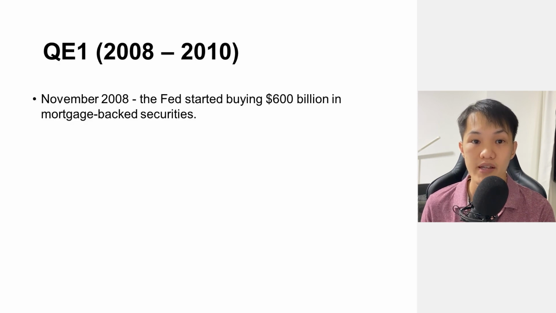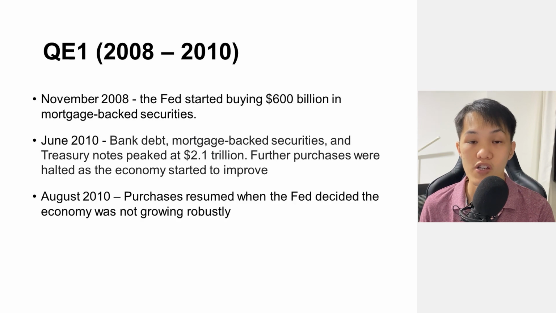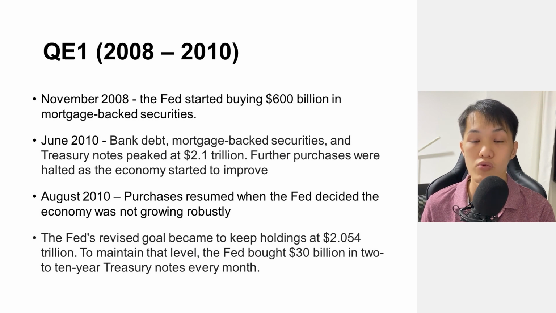QE1, November 2008, the Fed started buying 600 billion in mortgage-backed securities. June 2010, bank debt, mortgage-backed securities and treasury notes peaked at 2.1 trillion. Further purchases were halted and the economy started to improve. August 2010, purchases resumed when the Fed decided the economy was not growing robustly. The Fed revised the target holdings to $2 trillion. To maintain that level, the Fed bought 30 billion in 2 to 10-year treasury notes every month.